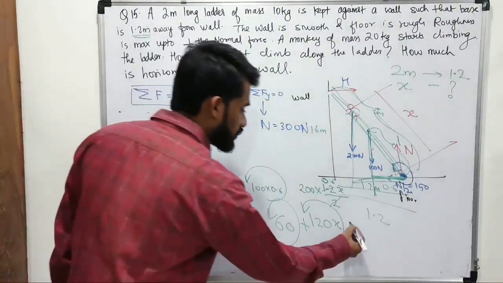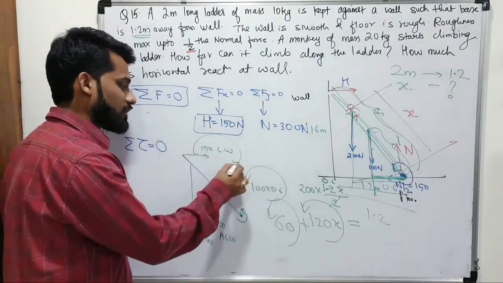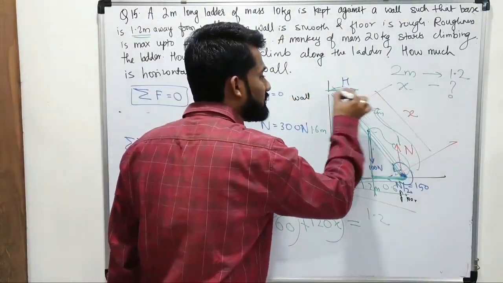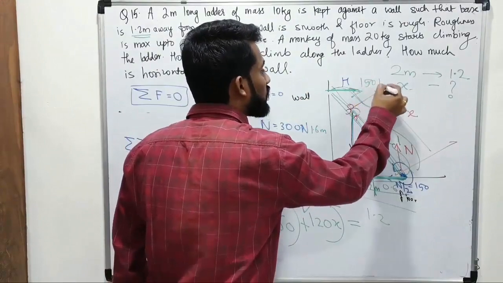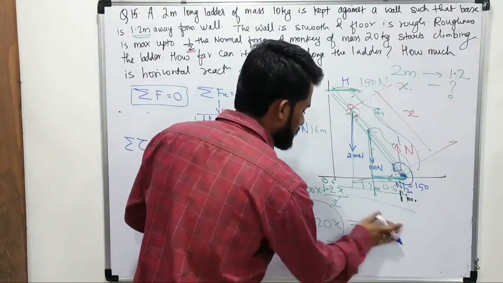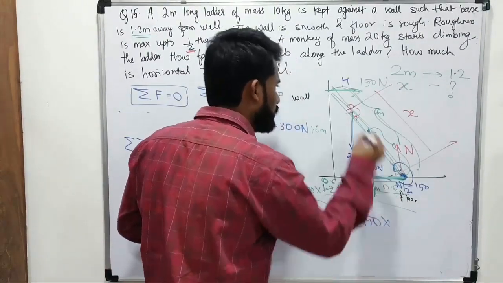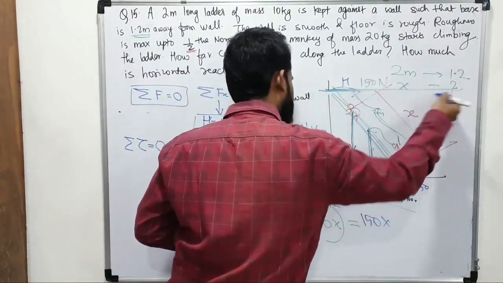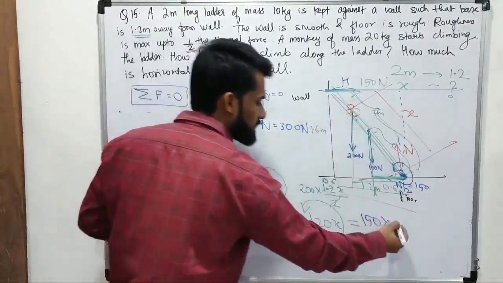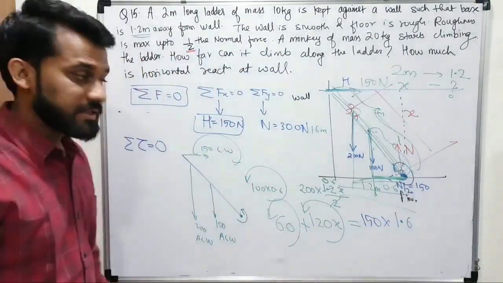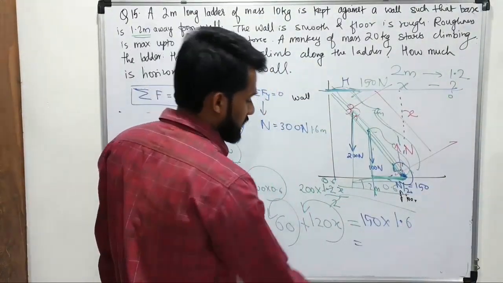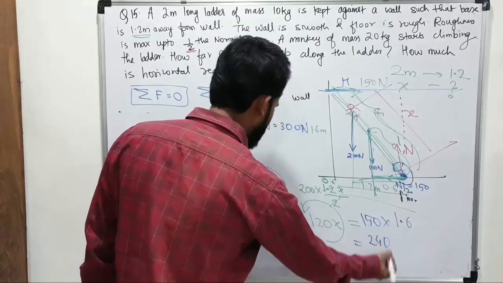And these two torques should be equal to the clockwise torque of this 150 Newton. 150 Newton का torque कितना? 150 Newton का force कितना torque act करेगा? For that, I need to calculate force, which is 150 into perpendicular distance of the force from the axis of rotation. ये perpendicular distance is equal to 1.6. So on calculating this, 150 into 1.6 is 240.